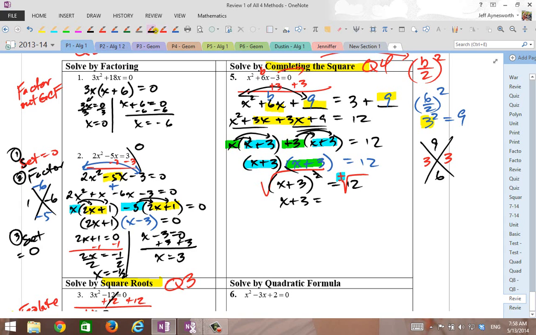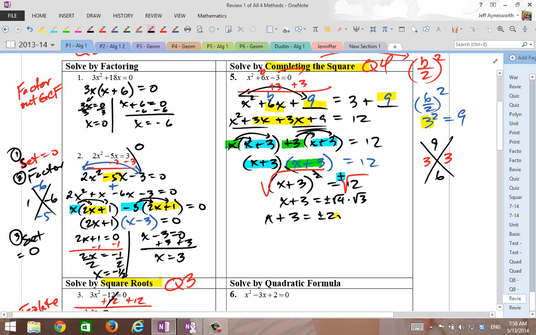We're going to split the root. Everybody say split the root. Okay, plus or minus root 4 times root 3. All right? And everybody knows that root 4 is 2. So we have x plus 3 is equal to plus or minus 2 rad 3, or 2 root 3. You have to simplify the root. Okay, and the only thing we have to do is subtract 3 and solve for x. Okay, so minus 3, look in red. We've got a minus 3 and a minus 3.